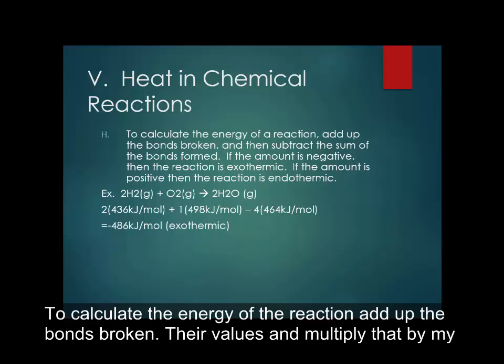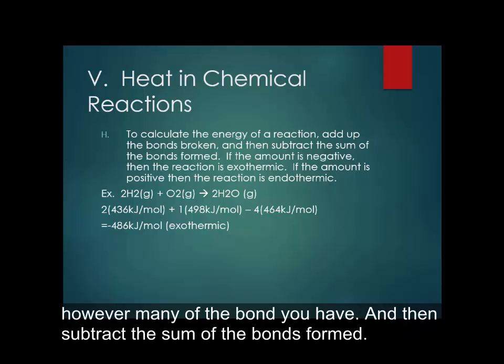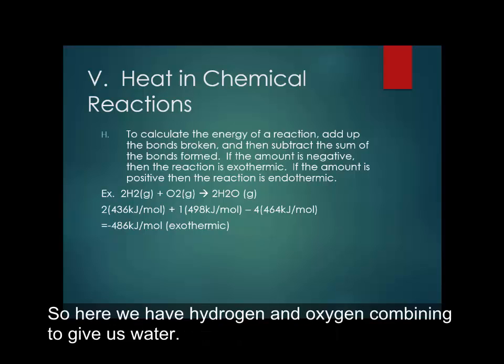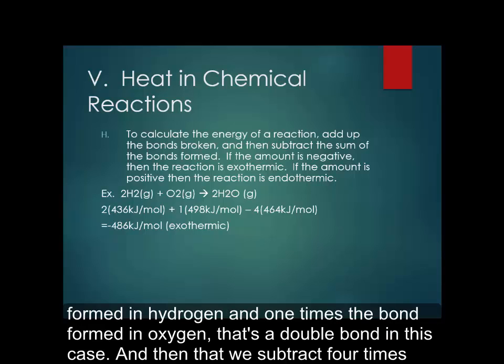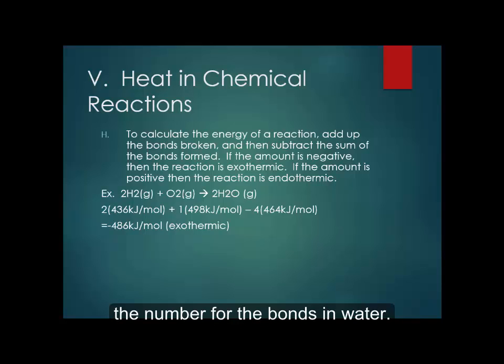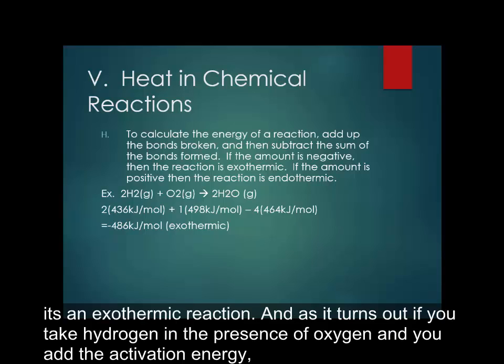To calculate the energy of the reaction, add up the bonds broken, their values, and multiply them by however many of that bond you have, and then subtract the sum of the bonds formed. So here we have hydrogen and oxygen combining to give us water. When we do that, we have to multiply 2 times the bond energy in hydrogen and 1 times the bond for oxygen. That's a double bond in this case. And then we subtract 4 times the number for water, the bonds in water. And that gives us negative 486 kilojoules per mole. So it's an exothermic reaction.